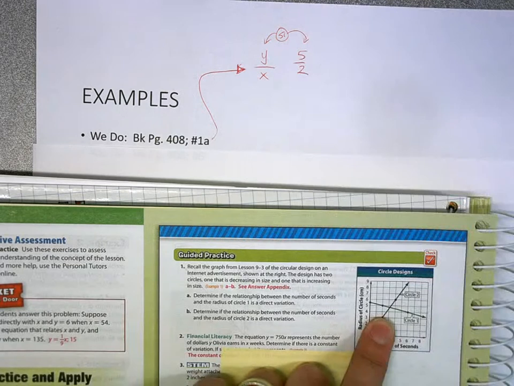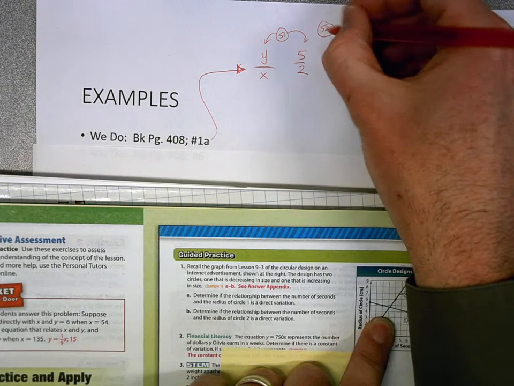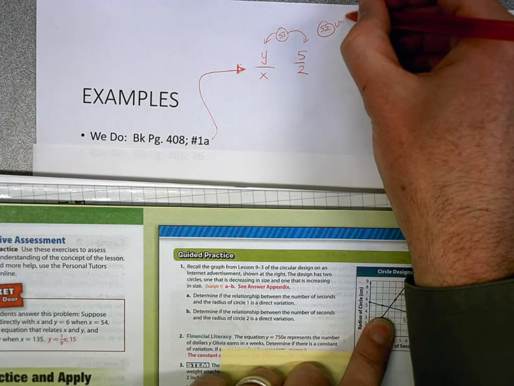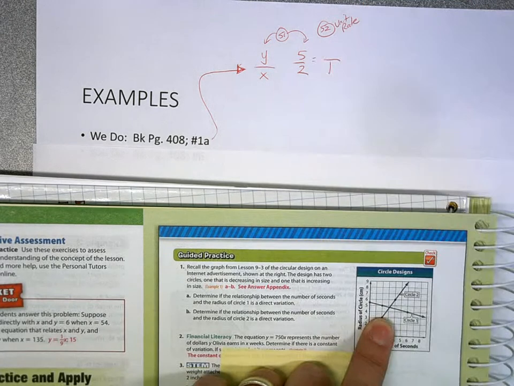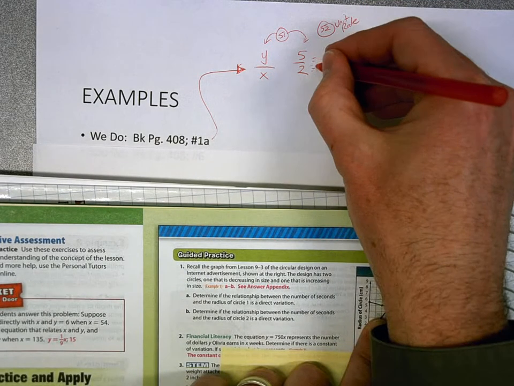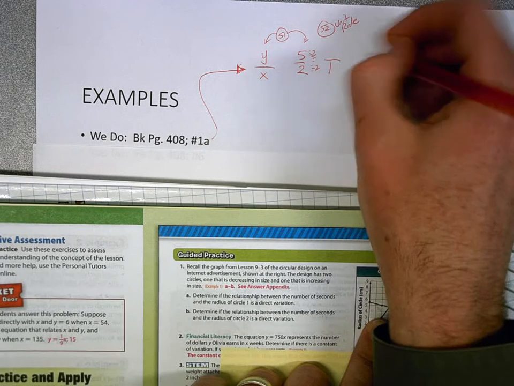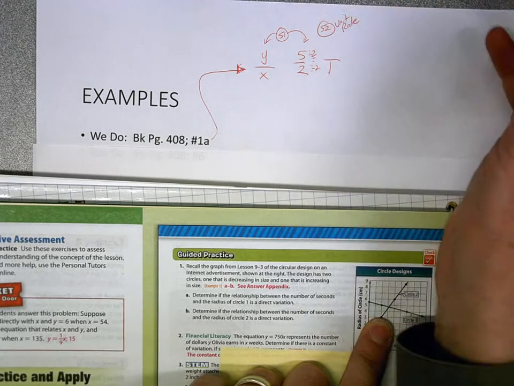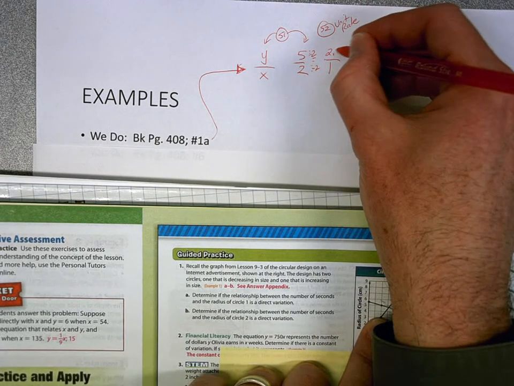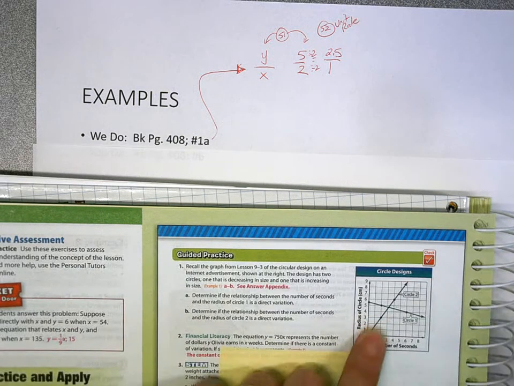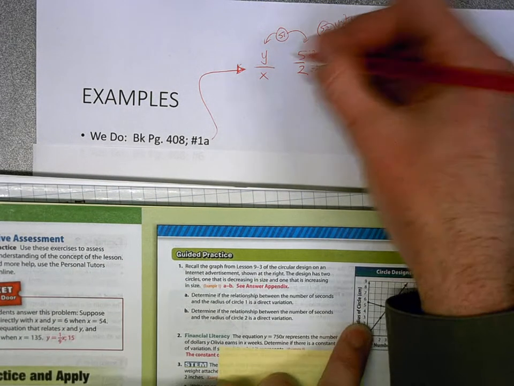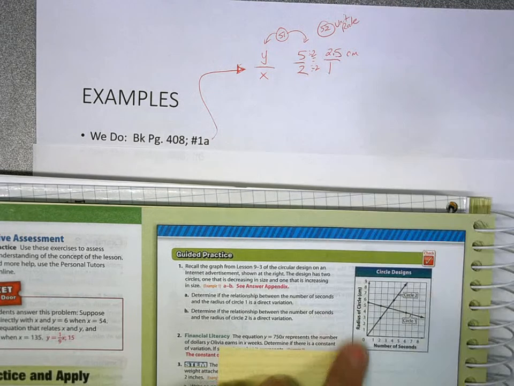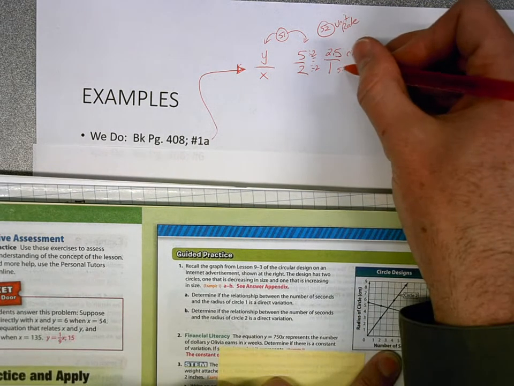We can call that step one. And then step two is I'm going to put it as a unit rate. So remember, a unit rate, the whole idea is over 1. So divide both top and bottom by 2. And we get 5 basically split in half, which is 2.5. So this is 2.5, the radius of the circle, in centimeters per second.